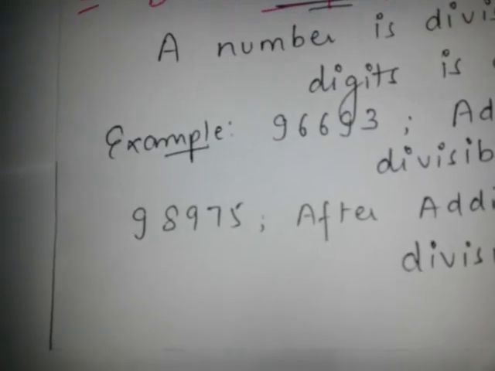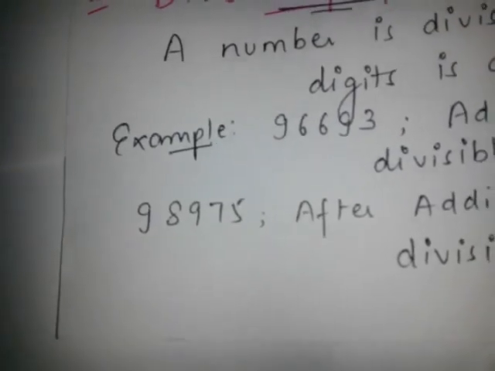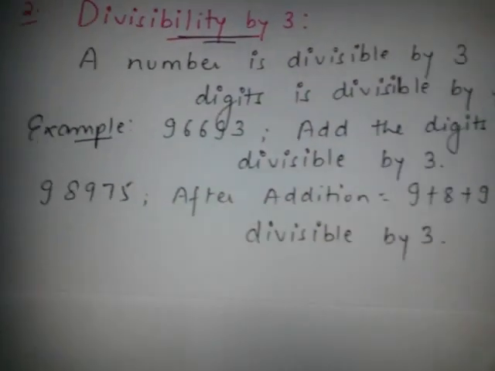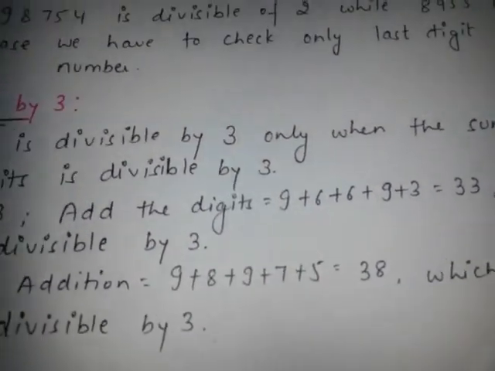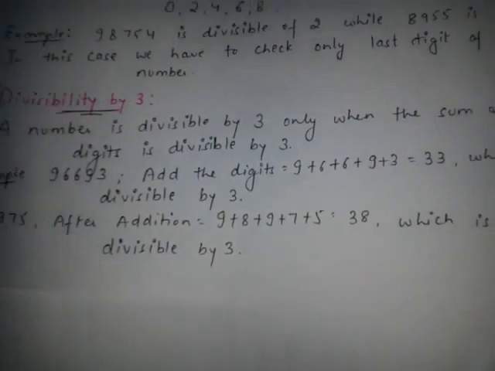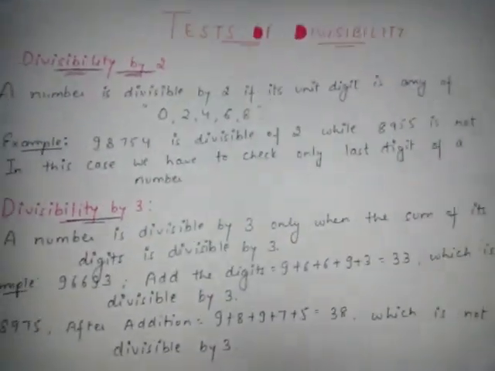Let's take another example: 98975. After addition we get 38, which is not divisible by 3. Hence the number is not divisible by 3.